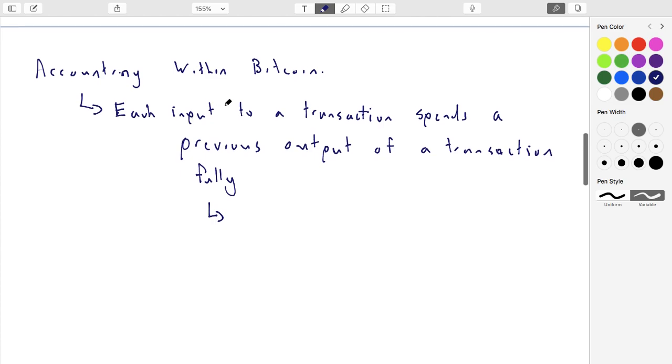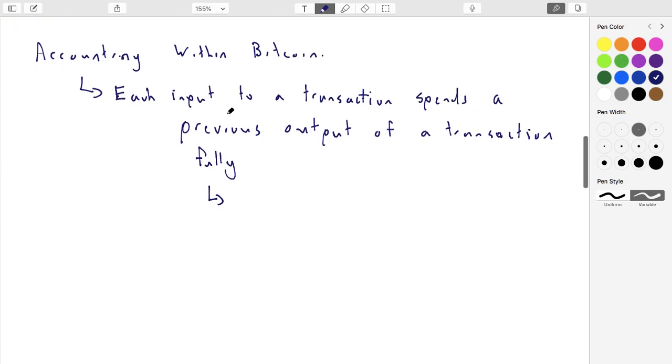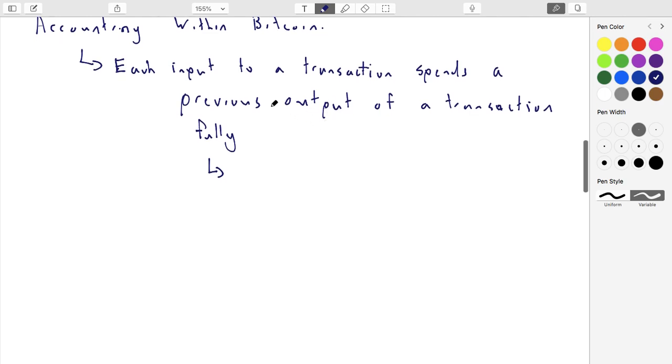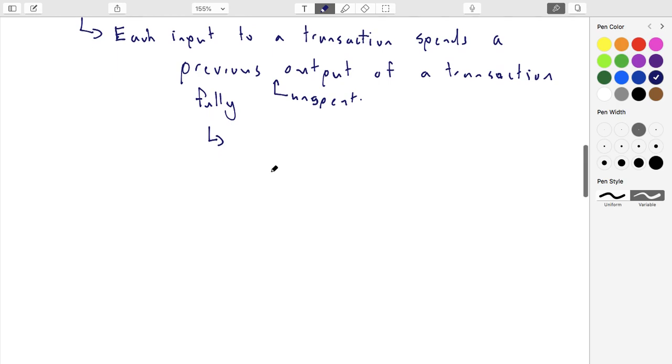So, accounting with Bitcoin: each input to a transaction spends an existing output of a transaction. It spends it fully. And the output also has to be the first time you're spending it. You're not allowed to spend transactions more than once, okay? So it spends a previous unspent output of a transaction, okay?